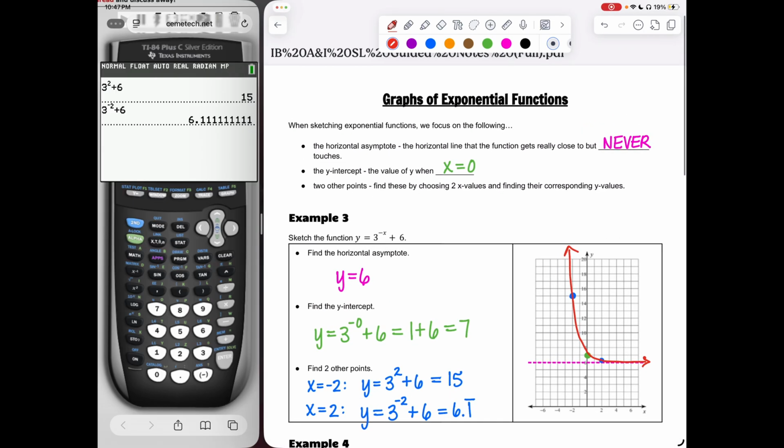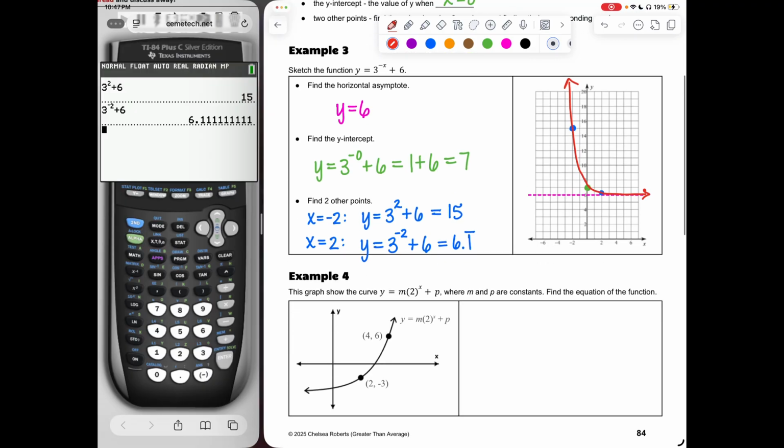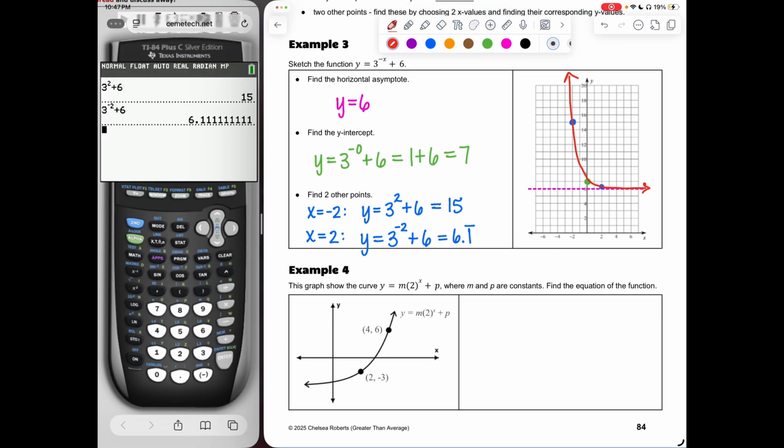All right. So now let's look at example number 4. It says this graph shows the curve y is equal to m times 2 to the power of x plus p, where m and p are constants. Find the equation of the function. So basically what we have to do is write our equation to look like this that I'm highlighting, and we have to have specific values for m and p. One thing you should notice is they gave us 2 points, 4, 6, and 2, -3. So we're going to use those to create 2 equations.